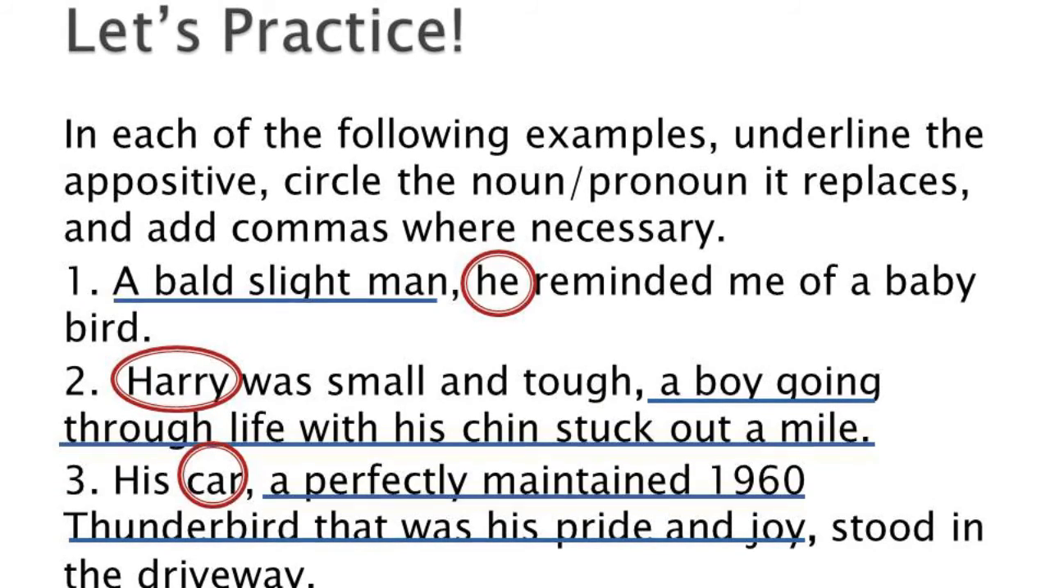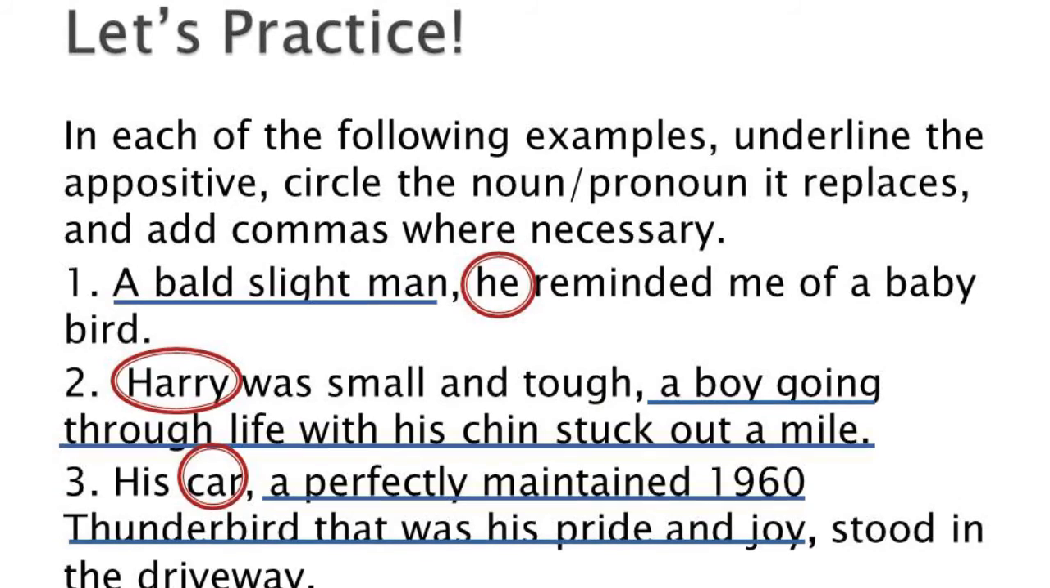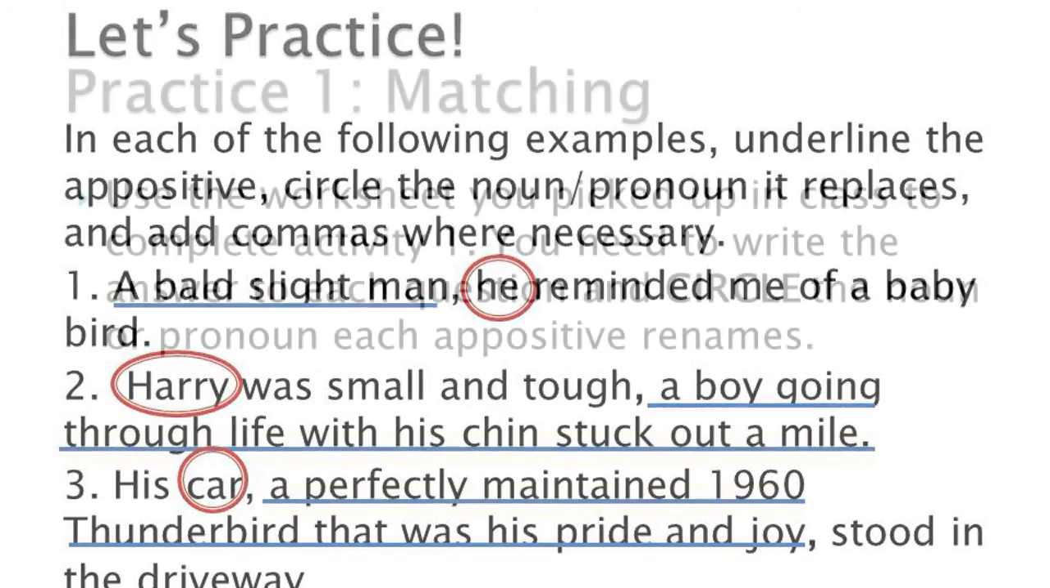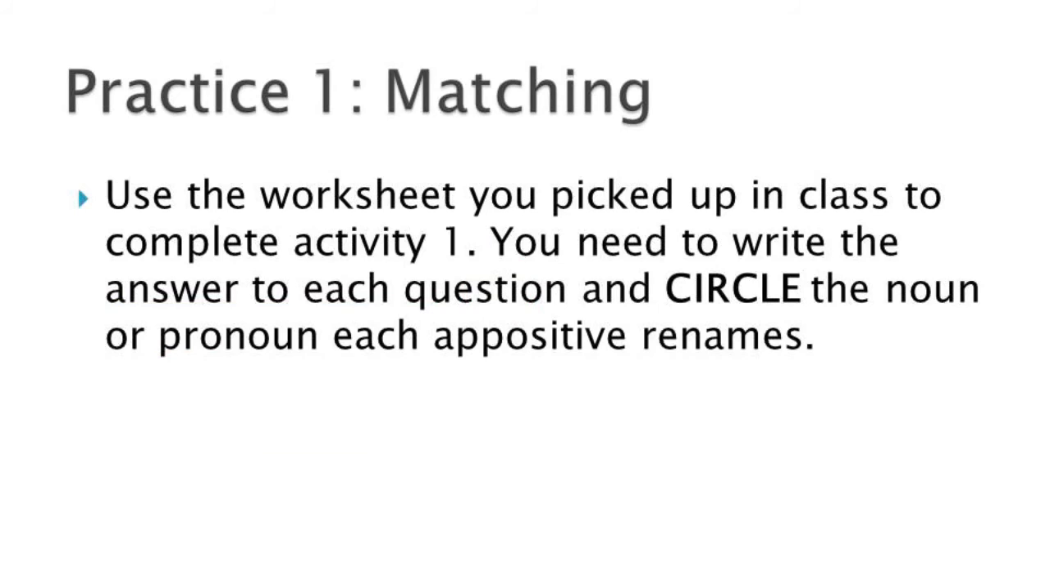Check your answers in your notebook with the answers on your screen. If you have a question about any of the answers, put a star next to that question, and you can ask that in class tomorrow. For the remainder of your homework tonight, you'll use the worksheet you picked up in class to complete Activity 1. You need to write the answer to each question next to the number and circle the noun or pronoun each appositive renames. Bring any questions you have to class.